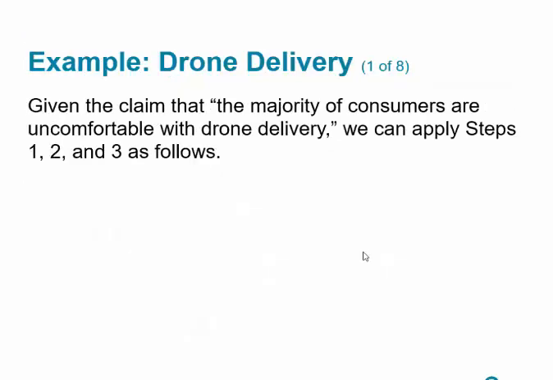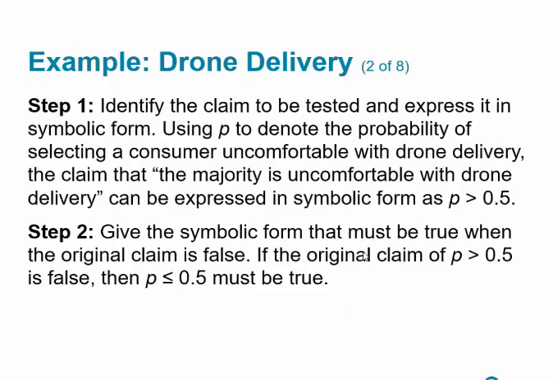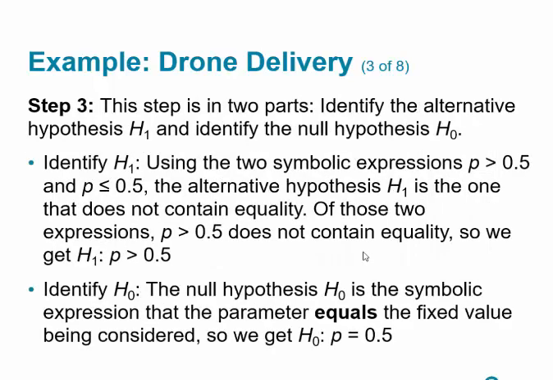So given the claim that the majority of consumers are uncomfortable with drone delivery, we can apply steps 1, 2, and 3 as follows. We identify the claim to be tested and express it in symbolic form. Using P to denote the probability of selecting a consumer uncomfortable with drone delivery, the claim that the majority is uncomfortable with drone delivery can be expressed in symbolic form as P is greater than 0.5. Give the symbolic form that must be true when the original claim is false. If the original claim of P is greater than 0.5 is false, then P is less than or equal to 0.5 must be true. So this step is in 2 parts.